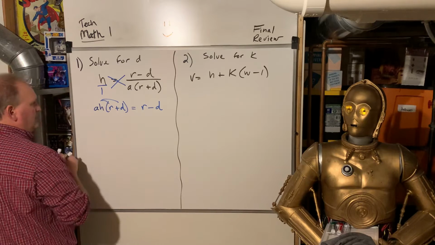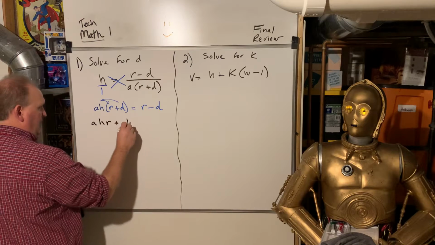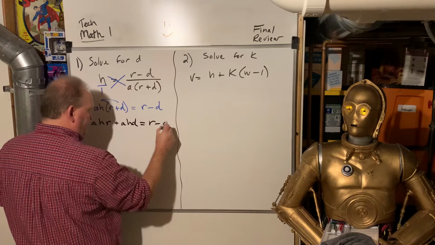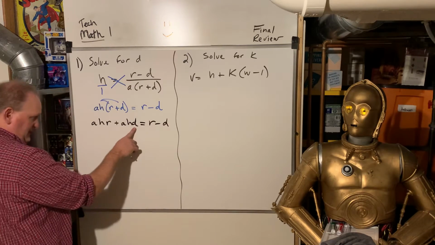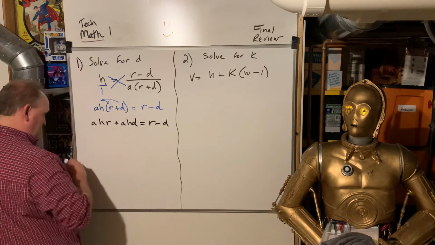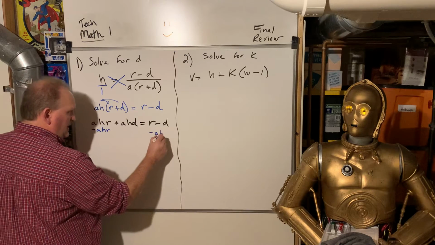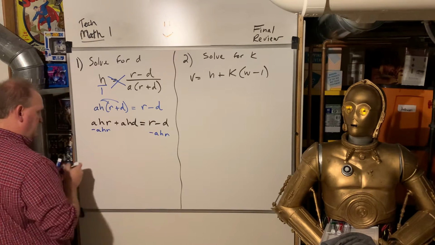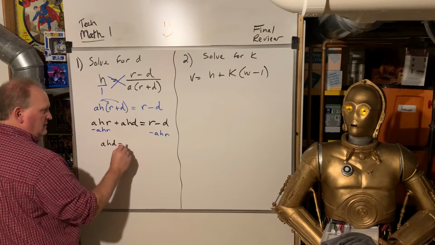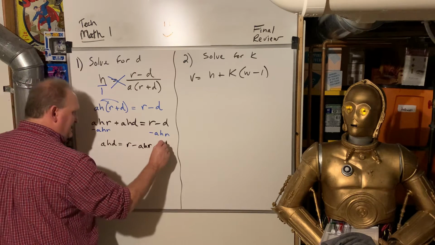And so now check it out. We got AHR plus AHD, and that equals R minus D. So we'll leave this D here, AHD. We'll get rid of that to that side, so minus AHR, minus AHR. So now we have this, AHD is equal to R minus AHR minus D.